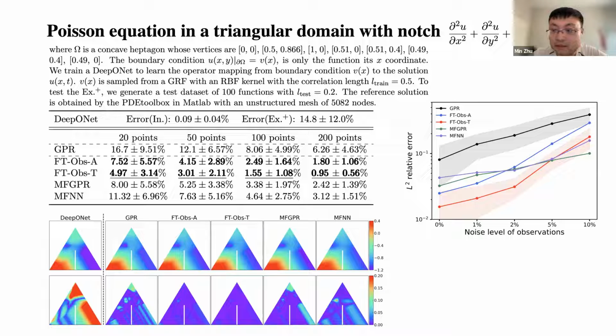You can see that the GPR and the MF GPR have similar error patterns, and MF GPR is more accurate than GPR due to the additional lower fidelity data set. Multi-fidelity with observations together and multi-fidelity with observations alone outperform other methods, and multi-fidelity with observations together is slightly better than multi-fidelity with observations alone.